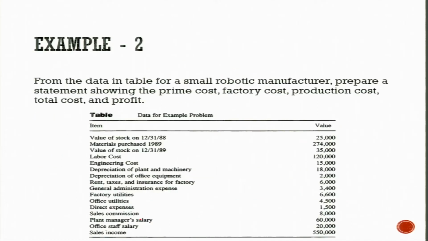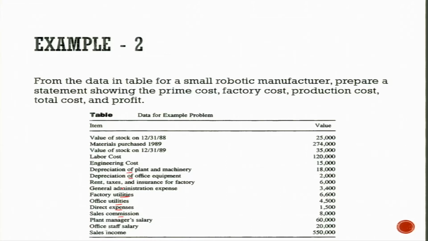Another example which I will not solve here is again a part of the assignment. Just see the terms here very carefully. We have factory utilities, office utilities, direct expenses, sale commission, depreciation of the plant and machinery.